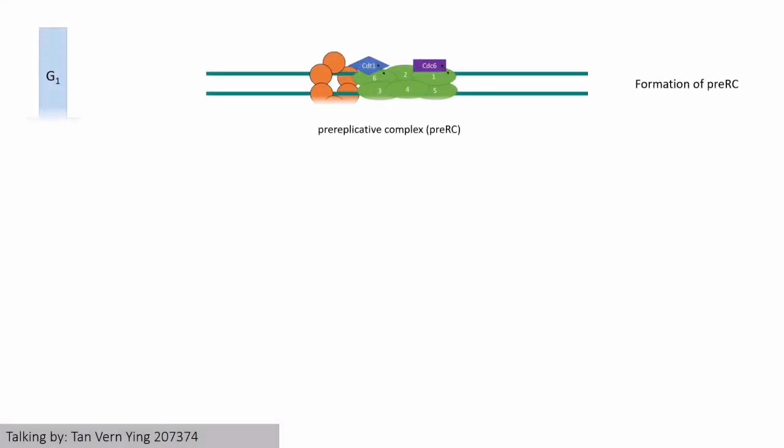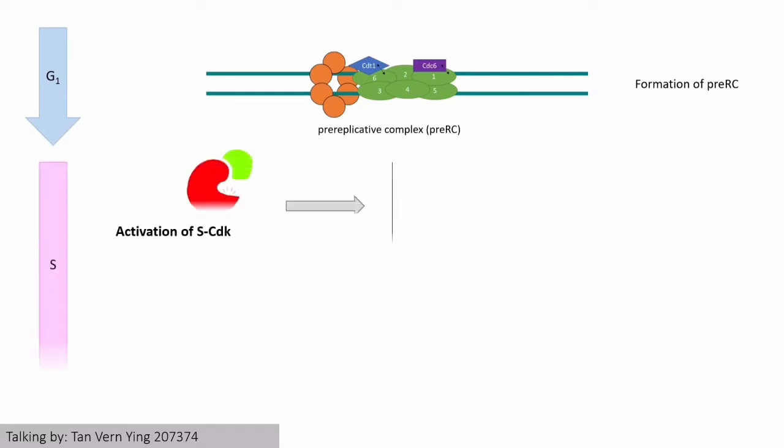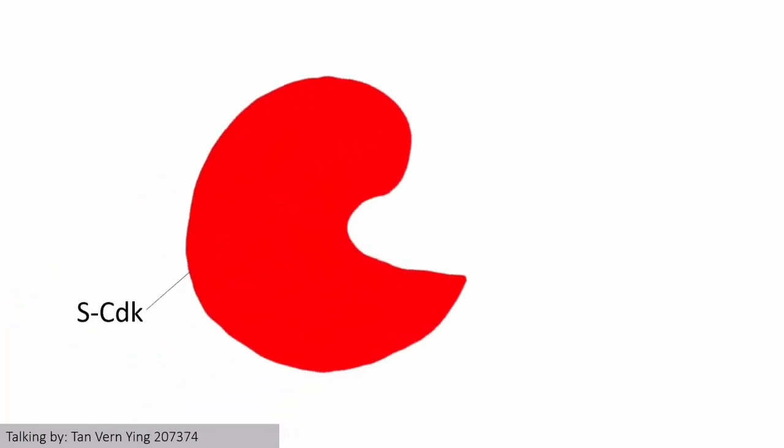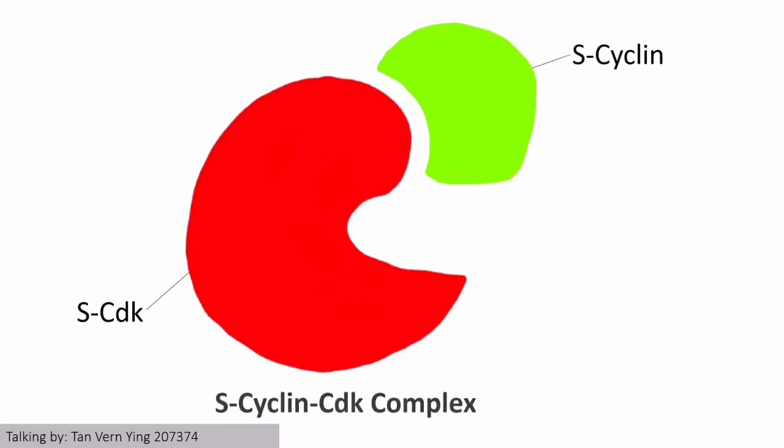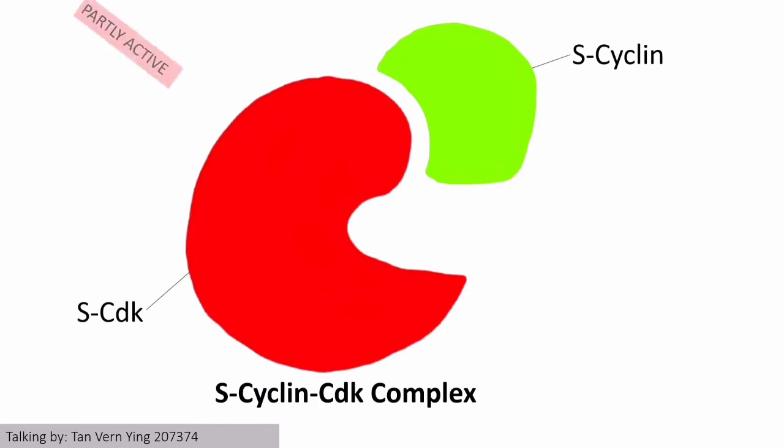Once the pre-replicative complex, pre-RC, is formed, the cell cycle control system continues with the activation of cyclin-dependent protein kinases, CDKs. At the start of S phase, SCDK is assembled around the DNA strand in inactive form. Then, SCDK is activated by its regulator, which is S-cyclin, to form the S-cyclin-CDK complex in partly active form.